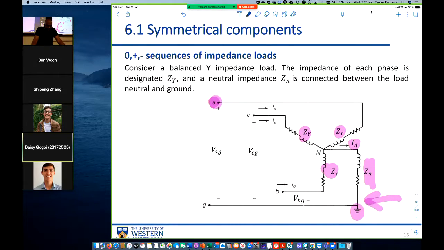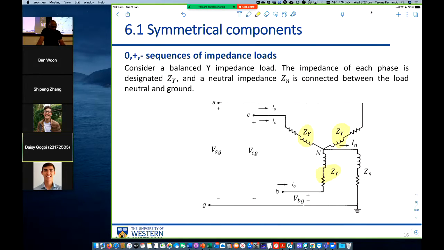All right, so here are zero, positive and negative sequence impedance loads. Consider a balanced Y impedance load. So you have ZY, ZY, ZY, that's balanced. So that's a balanced load. Consider a balanced Y impedance load.